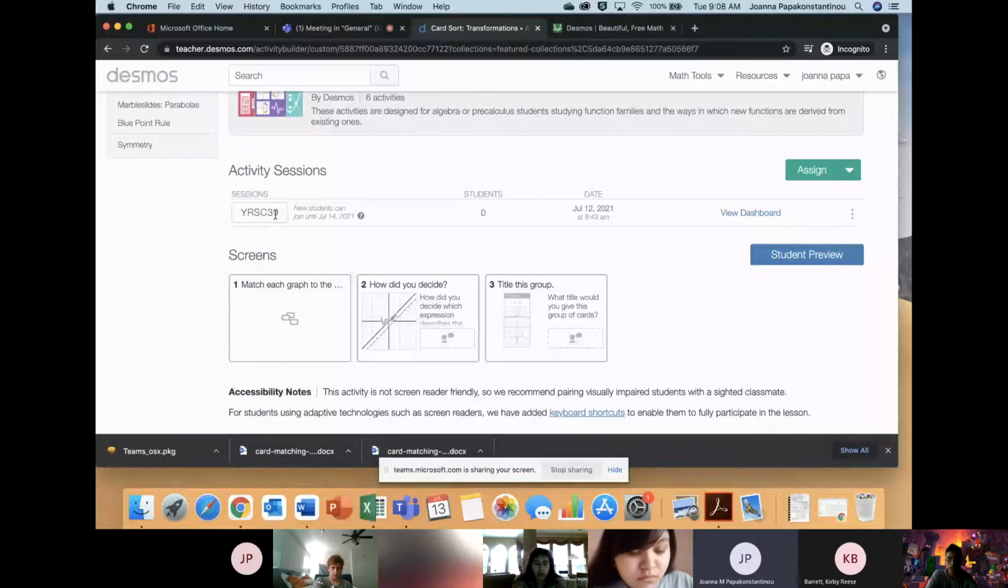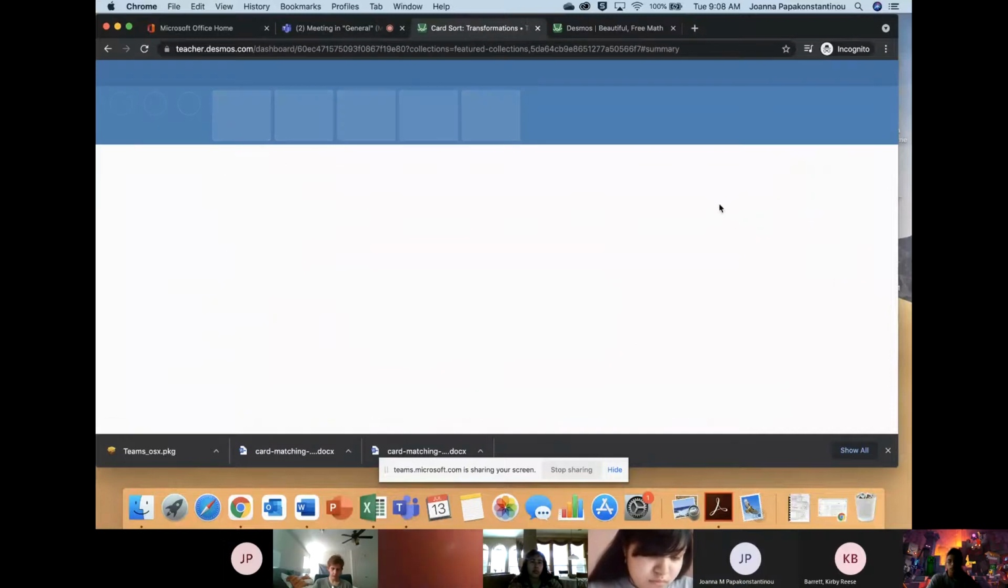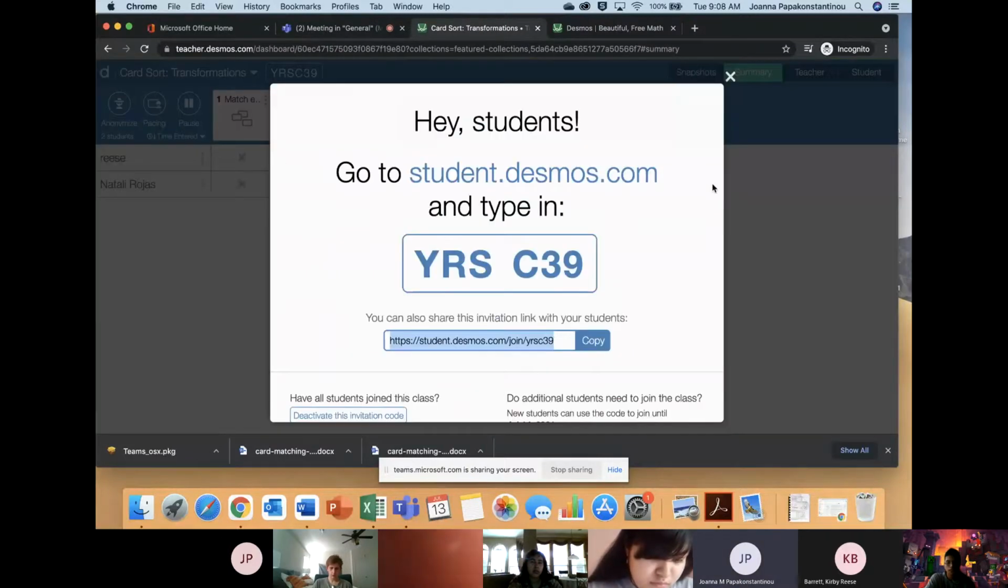YRSC39. I can type that. YRSC3, in case you have trouble, because I'm going to go ahead and look at the dashboard. And then, there you go. Okay, let me just copy that because that might make it easier, and let me put that in our team chat.